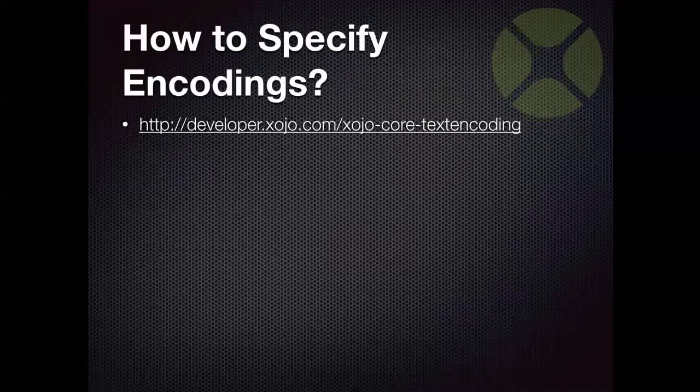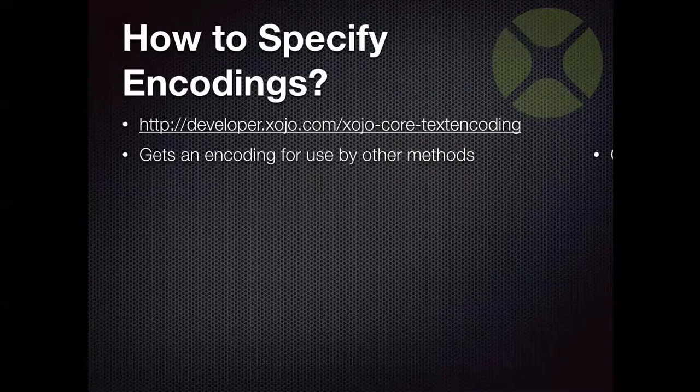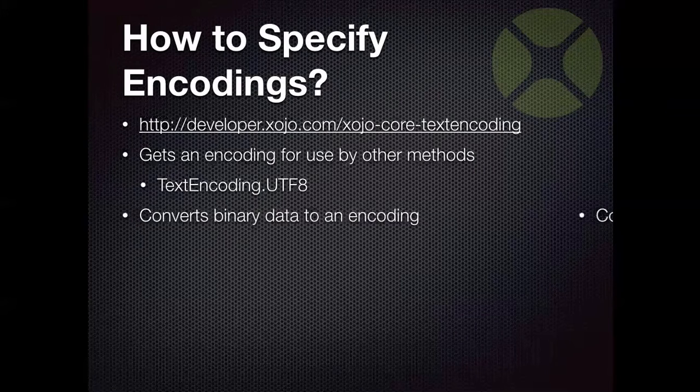So how do you specify encodings? Well, in the new framework, there is a text encoding class, which you can find at that location. And it serves a few purposes. It allows you to get an encoding for use by other methods. And we'll look at some examples of that here. It has some built-in shared methods for common encodings. Again, UTF-8 is quickly available as a shared method, and that's one of the most common ones. I think the other UTFs are also on there, and probably ASCII.